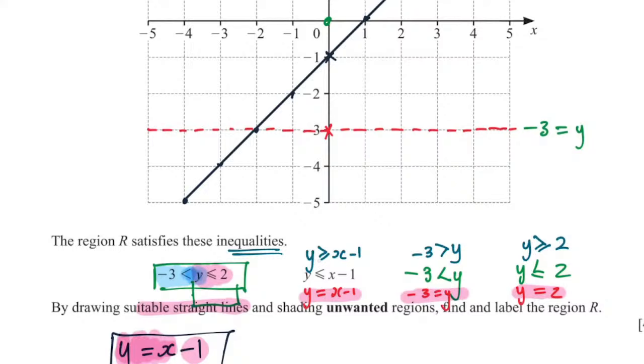Let's shade them. y is greater than. Class, the crocodile is facing y. Crocodile always faces the greater one. So y is the greater one. When y is greater, do we shade above or below? We shade above, right? So we go to the line y equals x minus 1. We are shading above it.